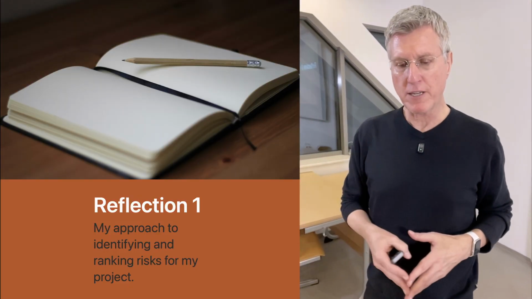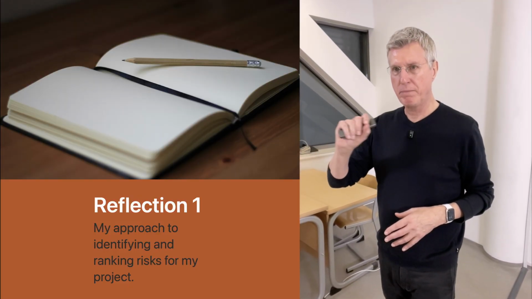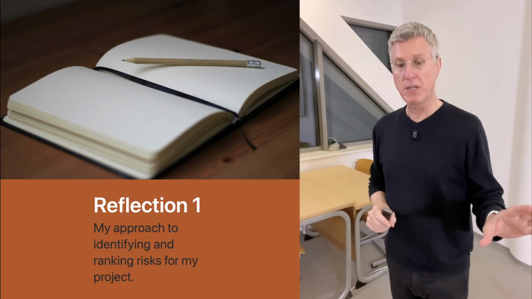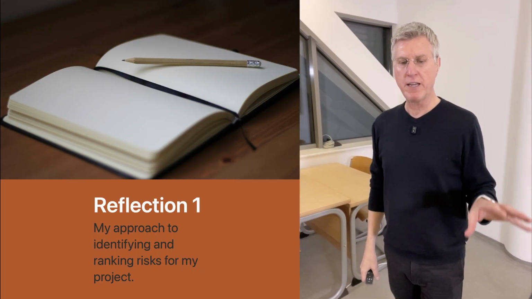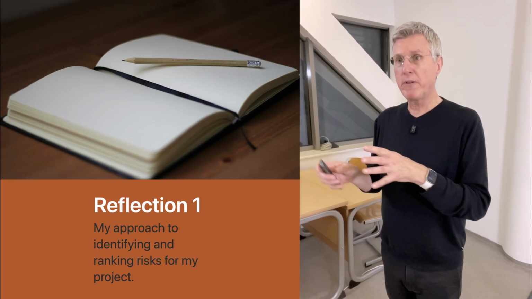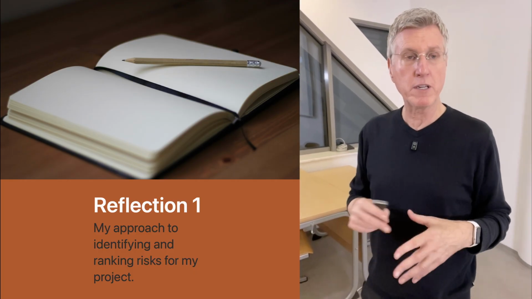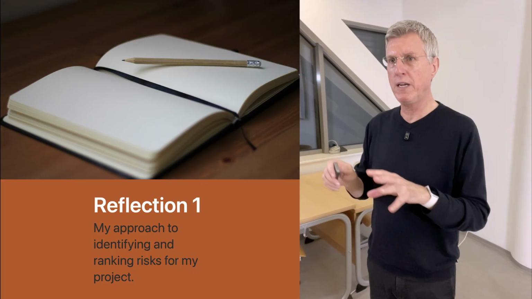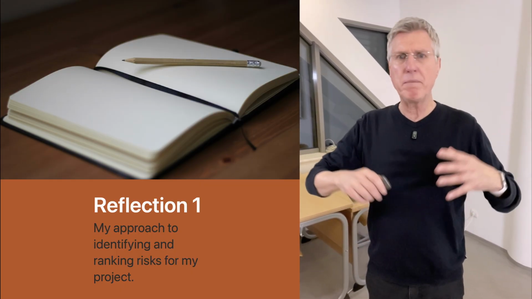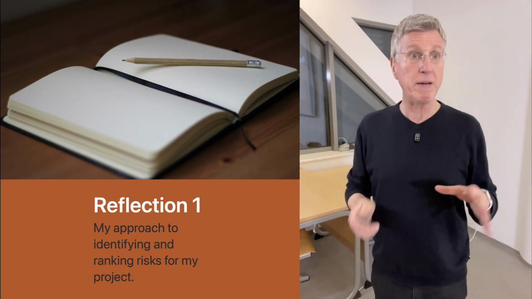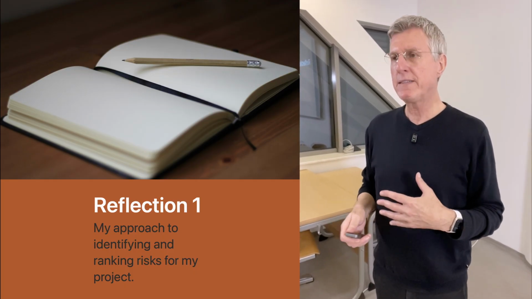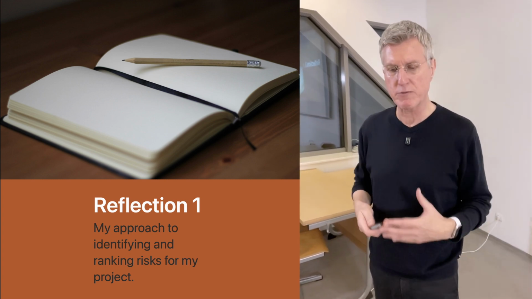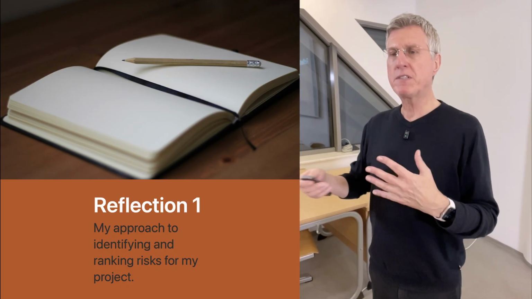Now I'd like you to reflect on this. So at the top of your page, on a fresh page, you're going to write the module number, today's date, reflection 1, and then below that write my approach to identifying and ranking risks for my project. Remember that in component 4, you're going to be asked to identify maybe 3 to 5 risks. So you're going to focus on the things that could really derail your project, not everything that could possibly go wrong. So think about your project specifically, and how are you going to identify what the biggest threats would be to the successful delivery of your project? And how will you assess that?